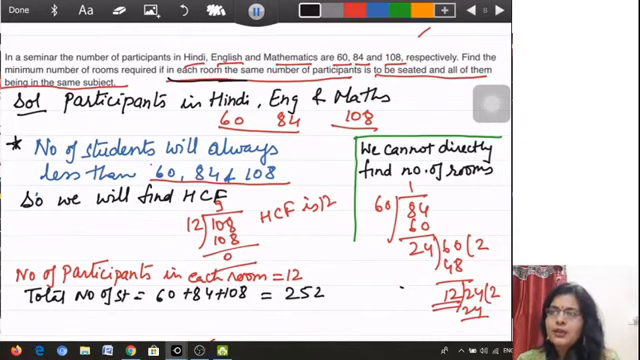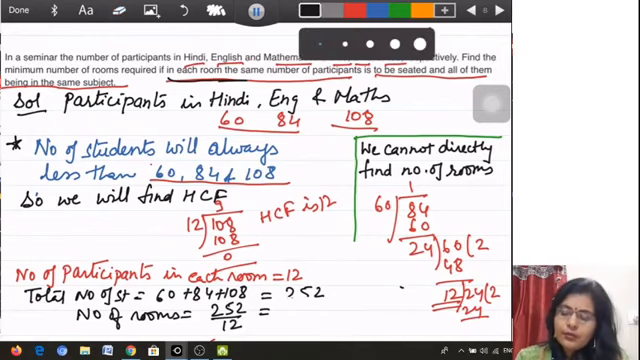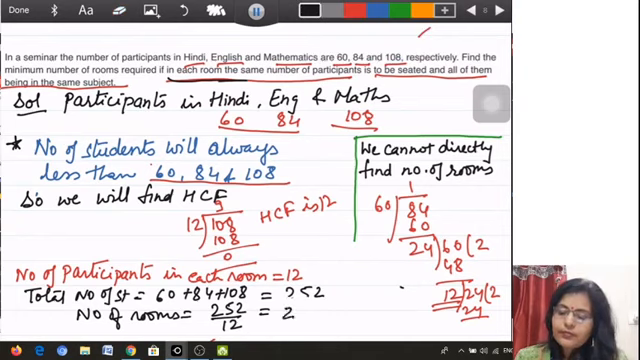Number of rooms is being asked. Number of rooms will be 252 upon 12. And what do we get? 12 twos are 24 and 1 is remaining. So 24 room, sorry, 12 twos are 24 and 12 ones are 12. So 21 rooms are required.